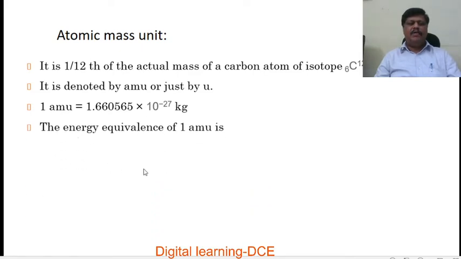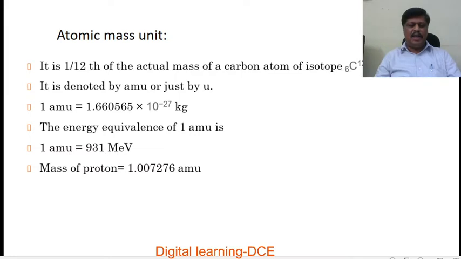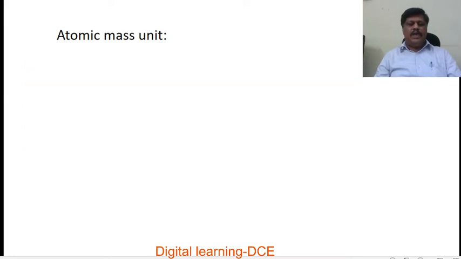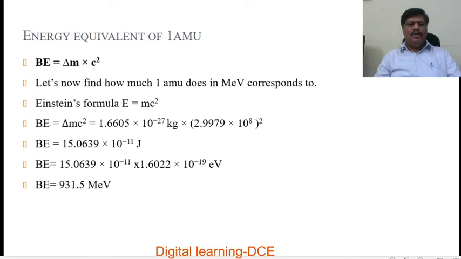The energy equivalence of 1 AMU is 931 or exactly 931.5 MeV. So how can we convert 1 AMU into energy? We know that binding energy is equal to Δm c², where Δm is the mass defect and c is the velocity of light. According to Einstein's mass-energy relation, E = mc². Let us now find how much 1 AMU corresponds to in MeV.